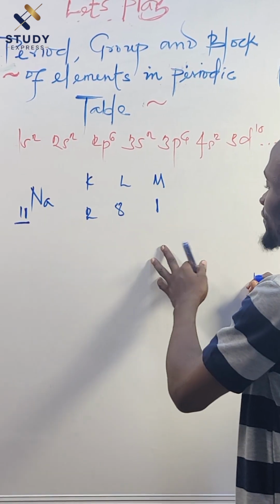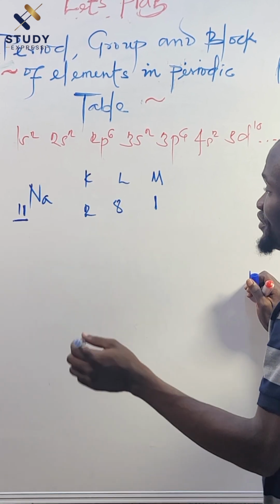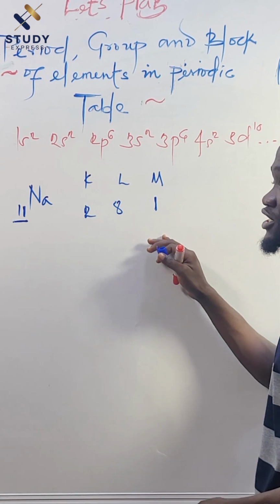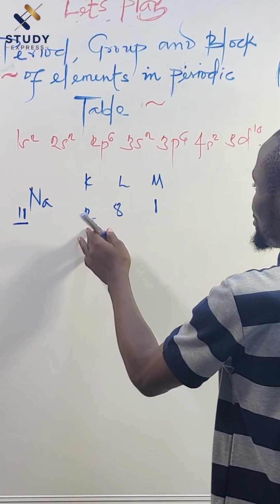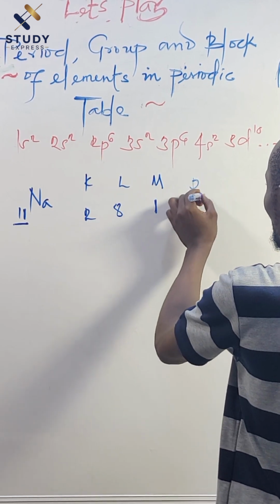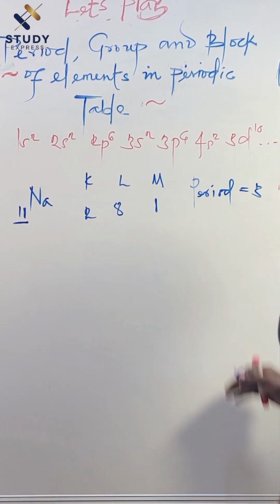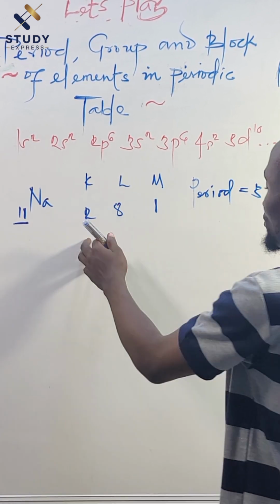So what can I use this to get? With this alone, I can determine the period and group of an element. How? By counting the number of shells, and by using the valence electron. From here, how many shells does sodium have? Sodium has 3 shells. So that becomes the period. So it is in period 3. This lets me know that I get the period of an element by counting the number of shells it has.